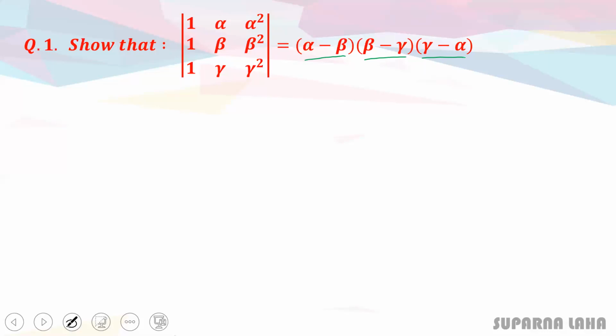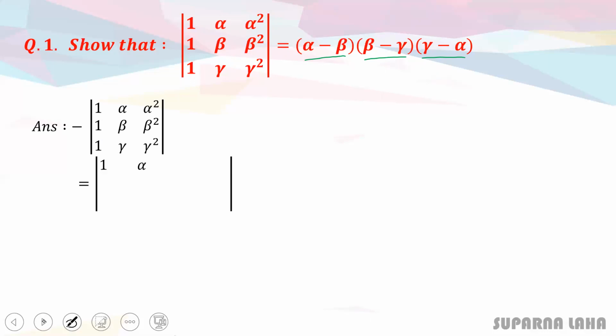So what will we do? We will make, in any row or any column, one non-zero element and the other elements 0. So look at here. What I'm doing, I'm taking this first column, and this element, that is first column, first element, I'm keeping the same, and the other 2 elements I'm making 0.